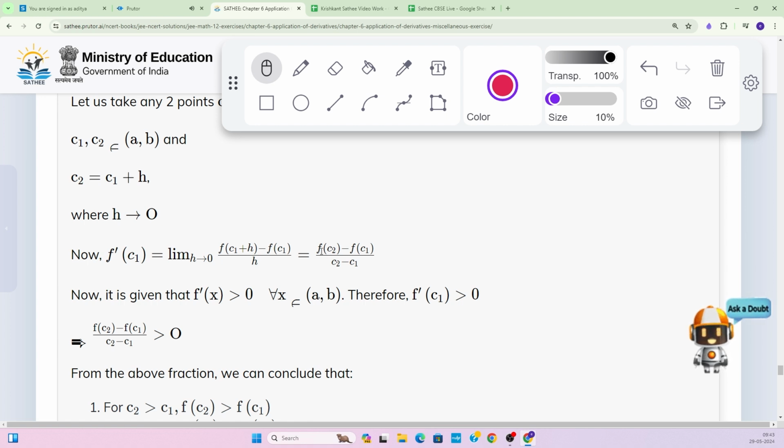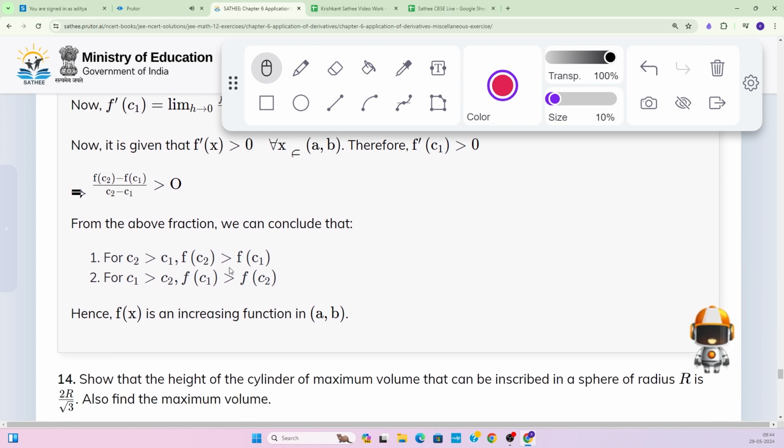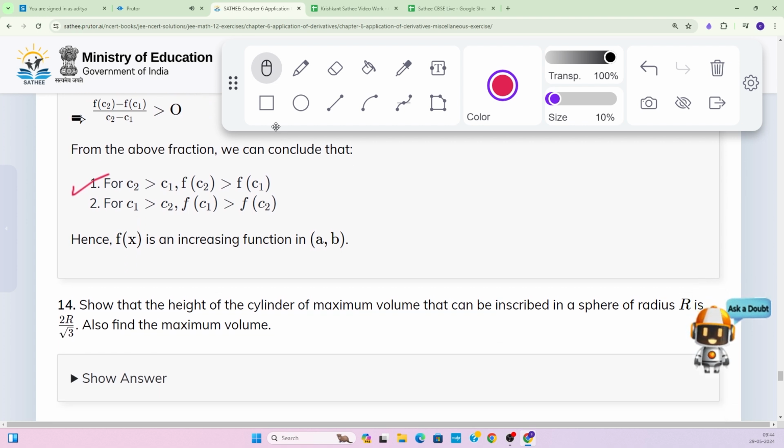Using the limits, you will have f of c2 minus f of c1 over c2 minus c1. So far so good. Now it is given that f prime x is positive for every x in this interval, therefore f dash c1 is going to be positive. So this means f of c2 is greater than f of c1, where c2 is greater than c1. I hope it is clear to you. Now if c1 is greater than c2, this means f of c1 is going to be greater than f of c2. So this shows that f x is an increasing function in this interval.